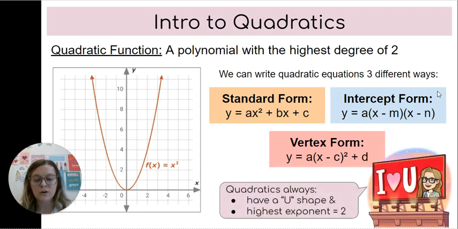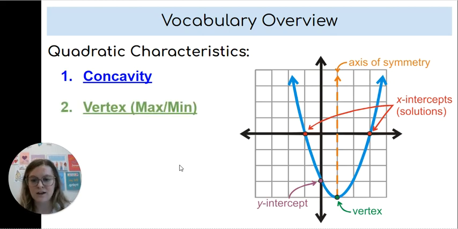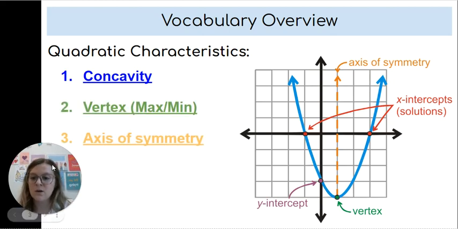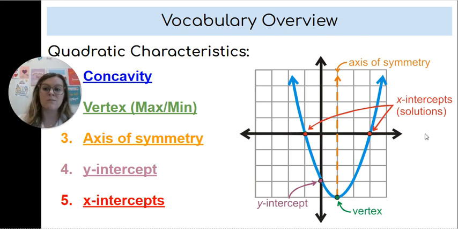So what's really important about quadratics is that when you're looking at a graph, they always have a U shape. It can be up or down, and then we're always going to have an exponent of x squared. That's going to be the highest, right? So here we have x squared. Okay, so there's your overview. Now we're going to talk about the different vocabulary words associated with this. So we have concavity, vertex, which could be a maximum or a minimum. We're going to talk about the axis of symmetry, the y-intercept, and lastly, the x-intercept. So here's kind of a graphic of those, but we're going to go deeper into them right now.